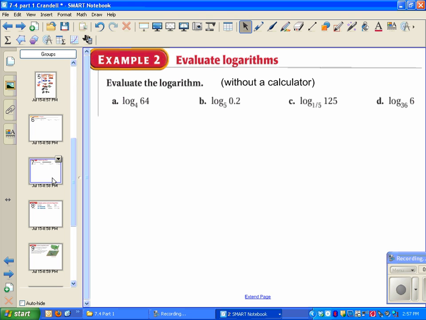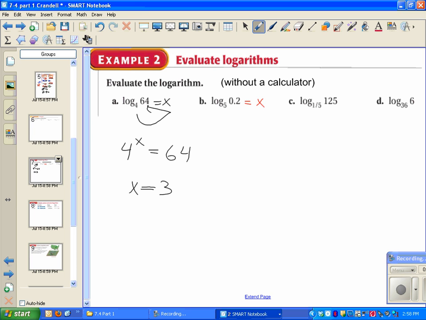Example 2, we're going to evaluate these logarithms without a calculator. So example A, there's two ways to do this. We're just going to use the definition. So I'm just going to make that equal to x, and then I can do my half smiley face. So 4 to the x equals 64. And then I can say to myself, 4 to what power equals 64? And you would say x equals what? 3. Good job.